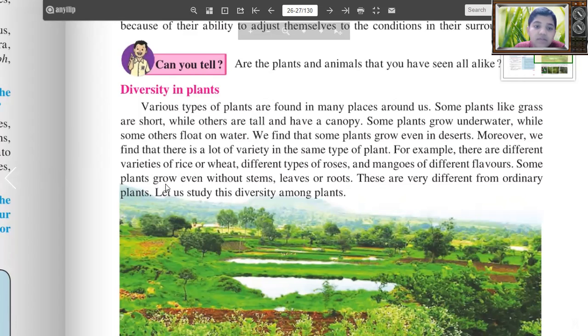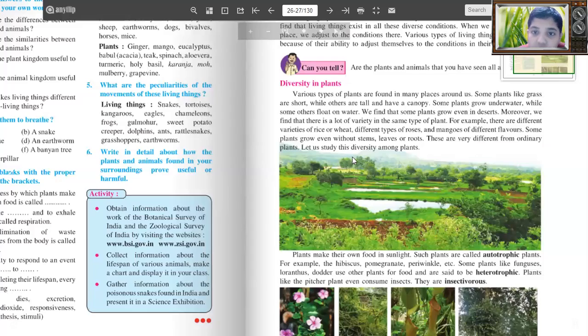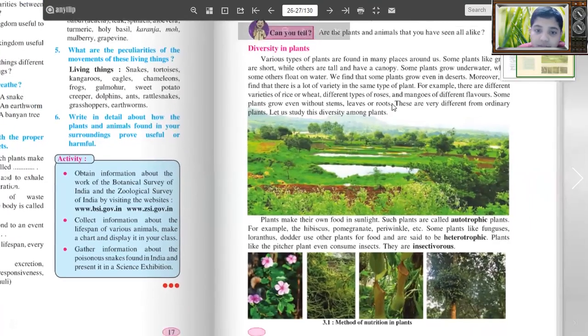Some plants grow even without stems, leaves, or roots. These are very different from the ordinary plants. Let us study the diversity among the plants.